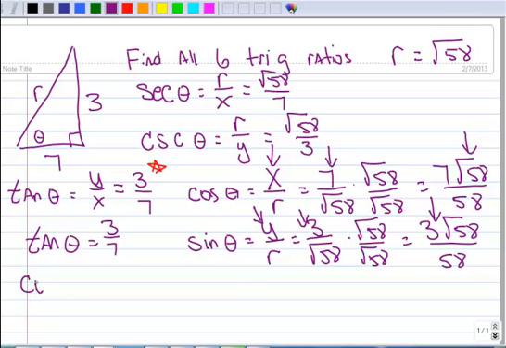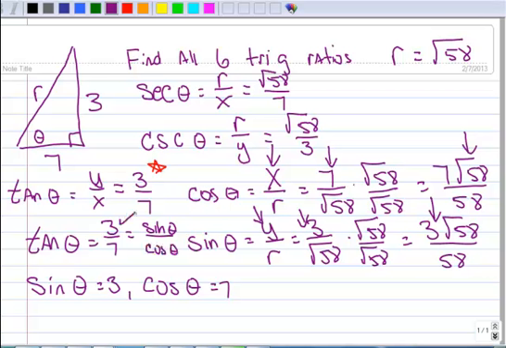So this does not mean that the sine of theta is 3 and the cosine of theta is 7. See how people make that mistake sometimes? Because this is sine over cosine. So a lot of students say, hey, the sine is 3, the cosine is 7, and then they're totally forgetting that the sine is 3 over r and the cosine is 7 over r. So just a little error alert there, be aware of that.